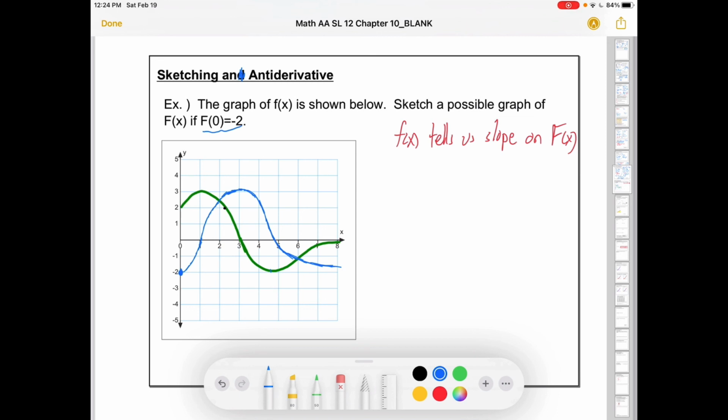I think it's a lot trickier to graph an antiderivative than to graph a derivative from the original function. But just think about f of x telling us the slope on big F, and then trying to, in little chunks, get that sort of information out there. Where is it steepest? Where is it slope of 0? Where is it going to be not steep at all?